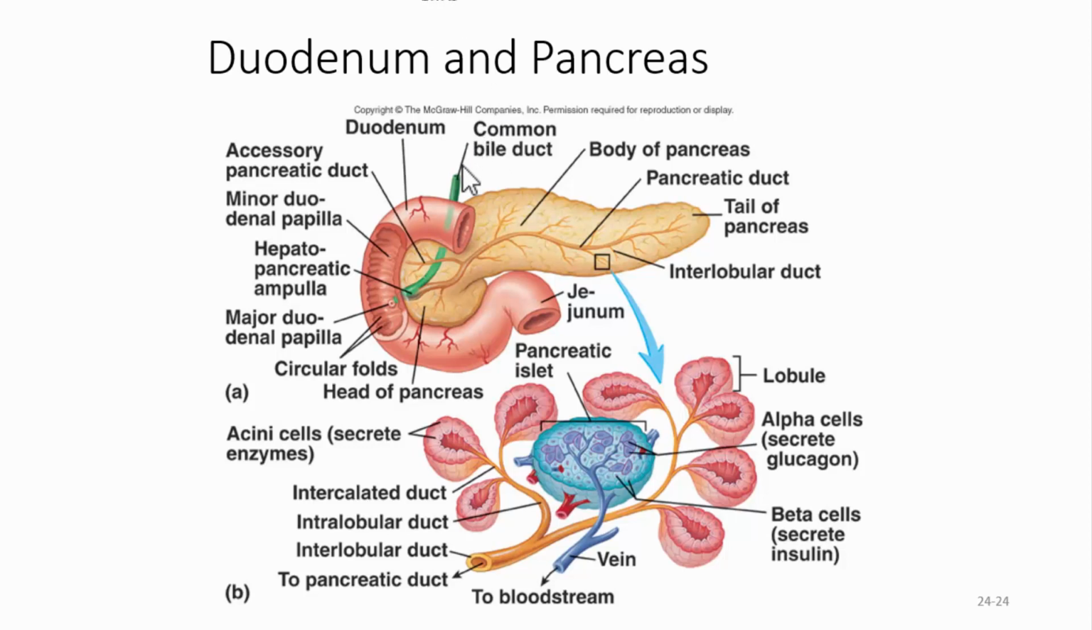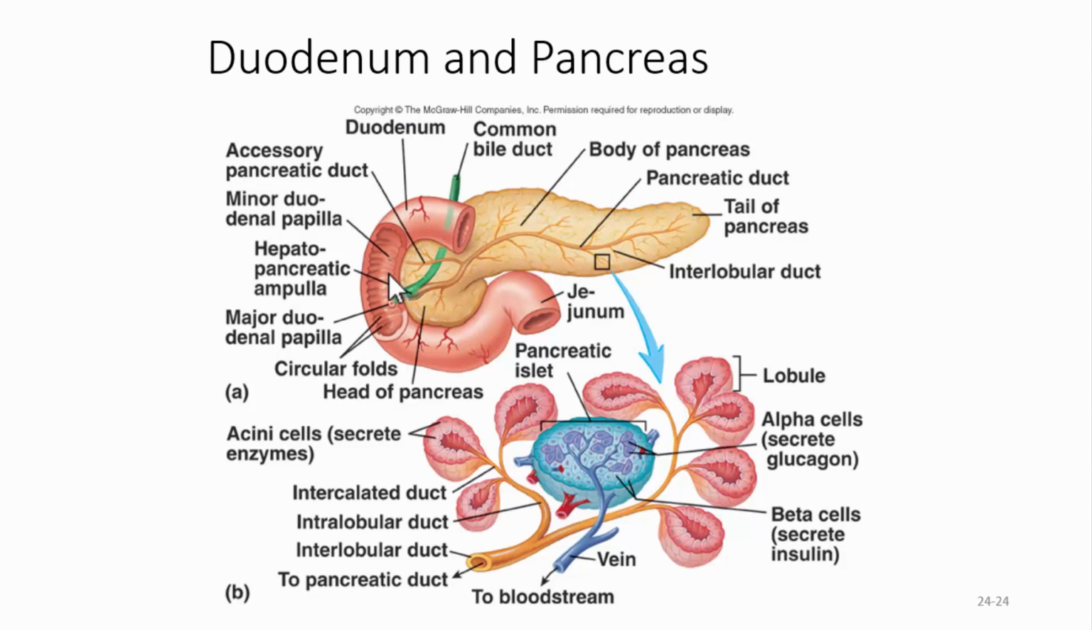And what you'll notice here is the common bile duct coming down. It's attaching to the pancreatic duct in what we call the hepatopancreatic ampulla. So it's a little swelling there, that hepatopancreatic ampulla, of where these two combine. And then they're going to poke out a bit through the duodenum.